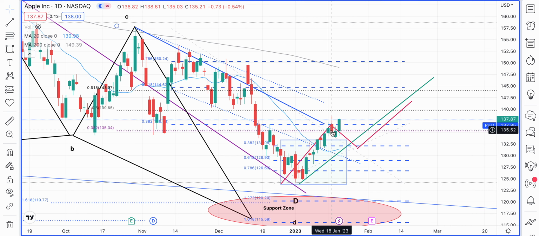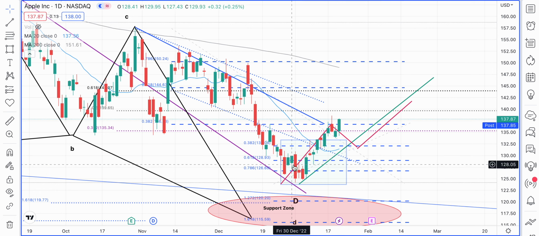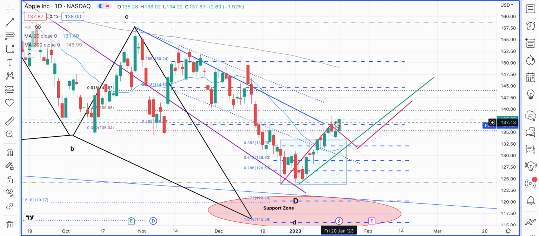going above the high of this bar, that is 138.61, will be a positive sign, and will mean that it's moving in an ABCD formation. So we were looking initially for, after finding resistance around the 136, 137 level, that it could perhaps move down towards the 132 region, but looks like that's all we're going to get.